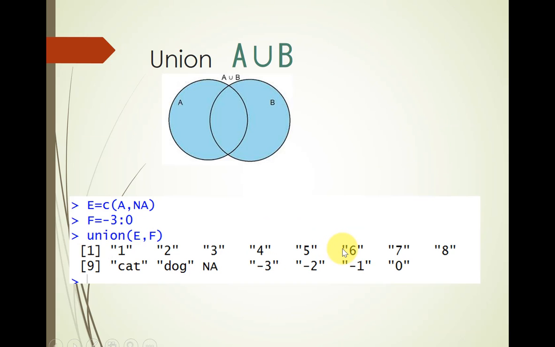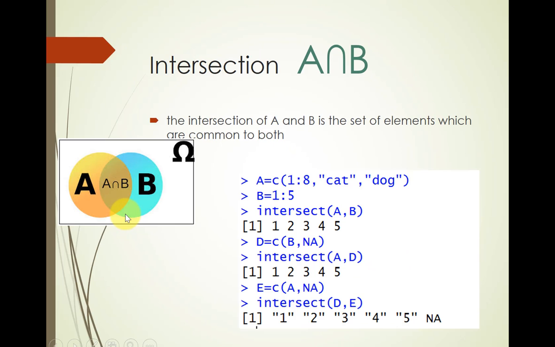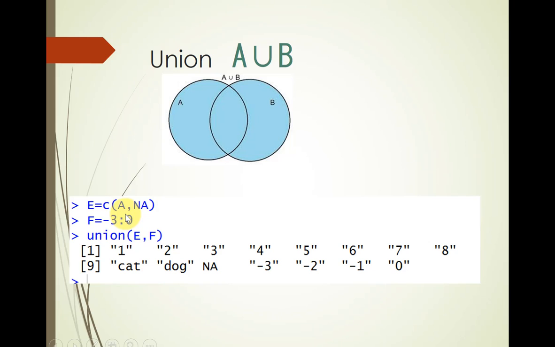Union, we also have a built-in function for union. So again, this is union. So if we have a set A and a set B, the union is everything in either A or B or in both. So here is E, which is A and adding in NA. And here's F, which is -3 to 0. And if we ask for the union of E and F, do they have anything in common? A was what? A was 1 through 8. No, they have nothing in common.